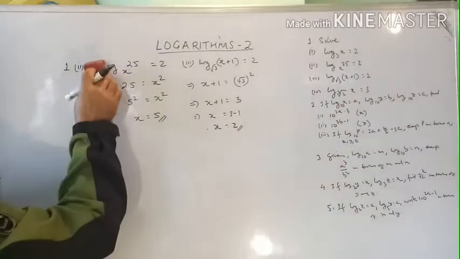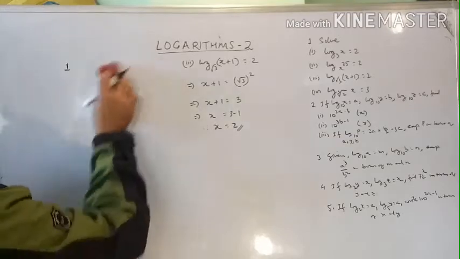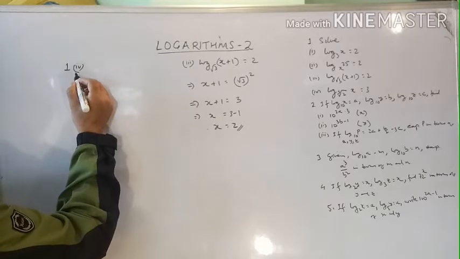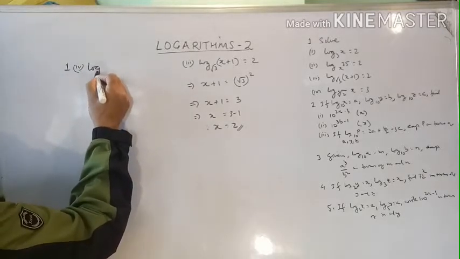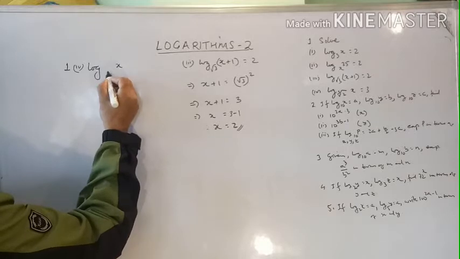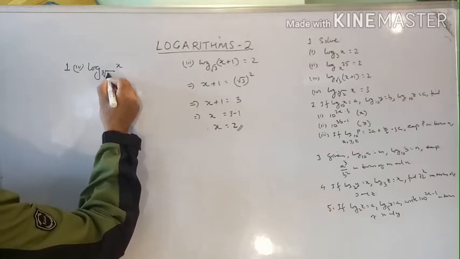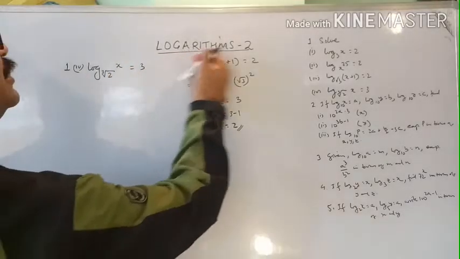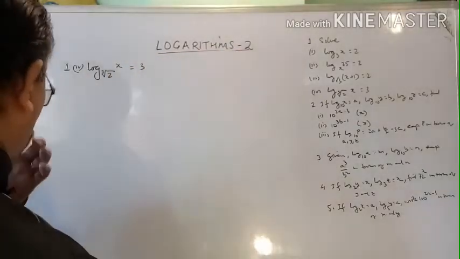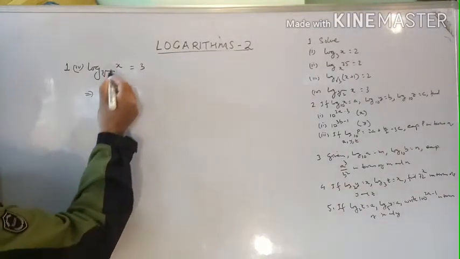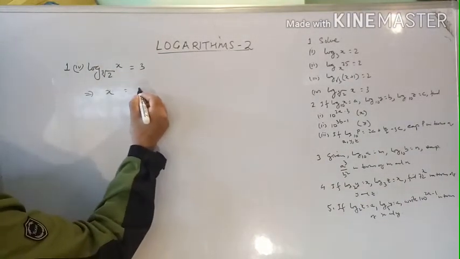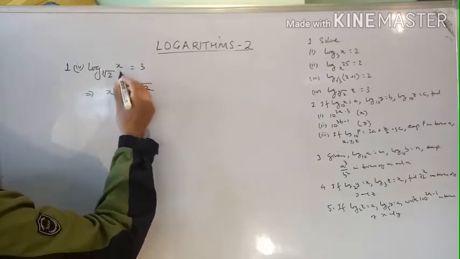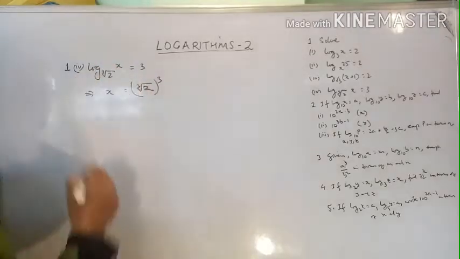Okay, so now let's take the last one of number 1, part 4. So the question is log of x to the base cube root of 2 equal to 3. Now we have to solve for x. Okay, so the same process we apply here also. So the number is x, the base is cube root of 2, and this is the power.